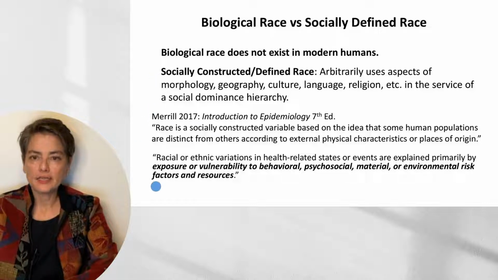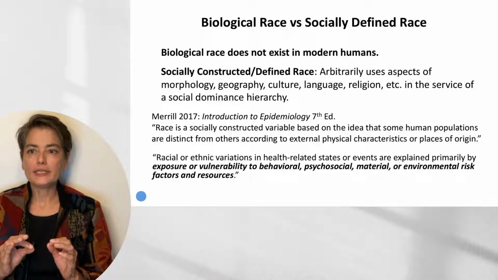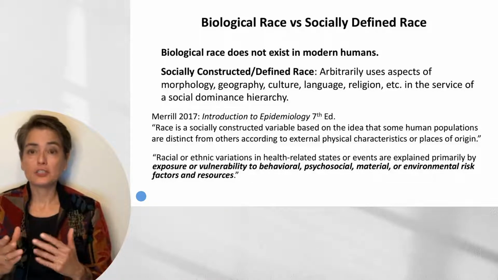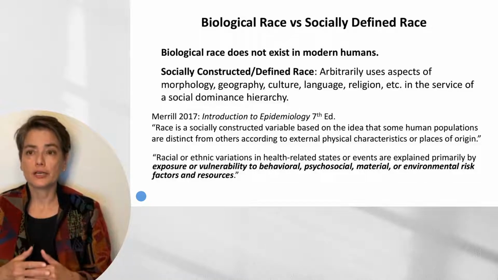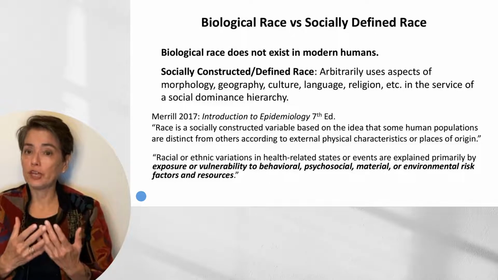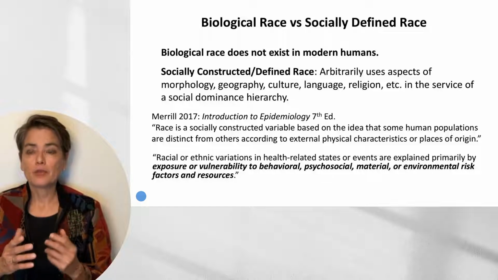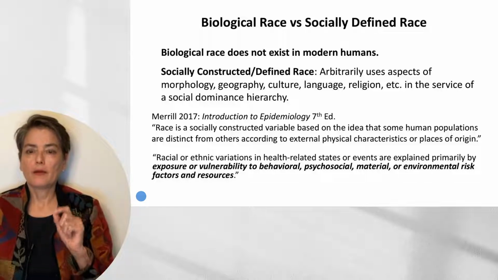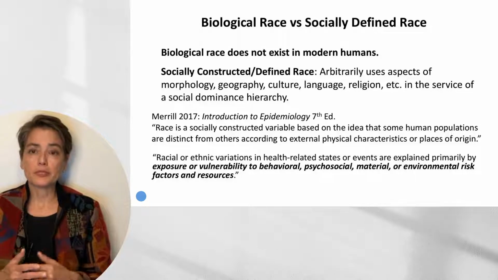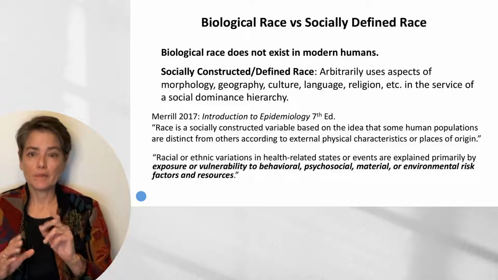Let's put this in the context of how we should be thinking about this. And this comes from an epidemiologic text, highlighting race is a socially constructed variable based on the idea that some human populations are distinct from others according to external physical characteristics or places of origin. And here's the important part for all of you future healthcare workers: racial or ethnic variations in health-related states or events are explained primarily by exposure or vulnerability to behavioral, psychosocial, material, or environmental risk factors and resources, not biological.